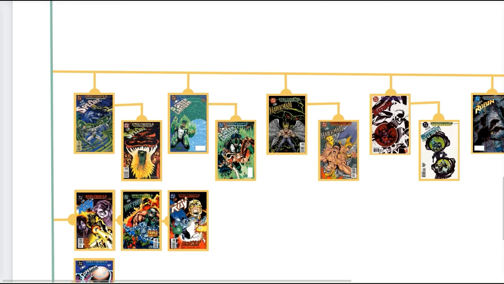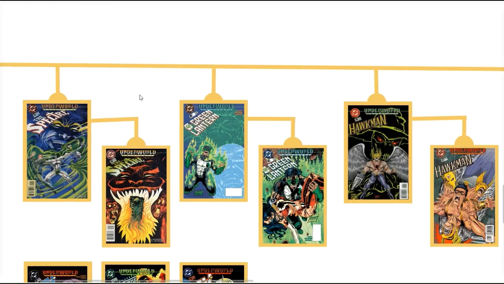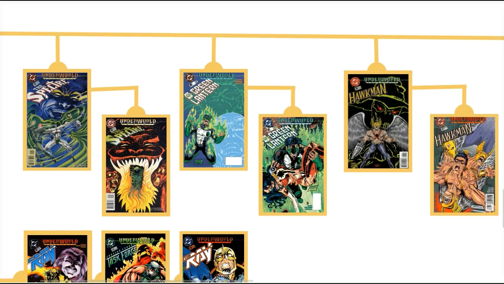What you can see here is Spectre. Spectre 35 has got Underworld Unleashed branding, and frankly, in a nutshell, the Spectre just goes wild in this issue. That then continues directly on to the next branded issue, which is Spectre 36. Again, it has the branding. You read 35 and then 36 straight after. If you don't like Spectre, ignore it. What you can do instead is read Green Lantern.